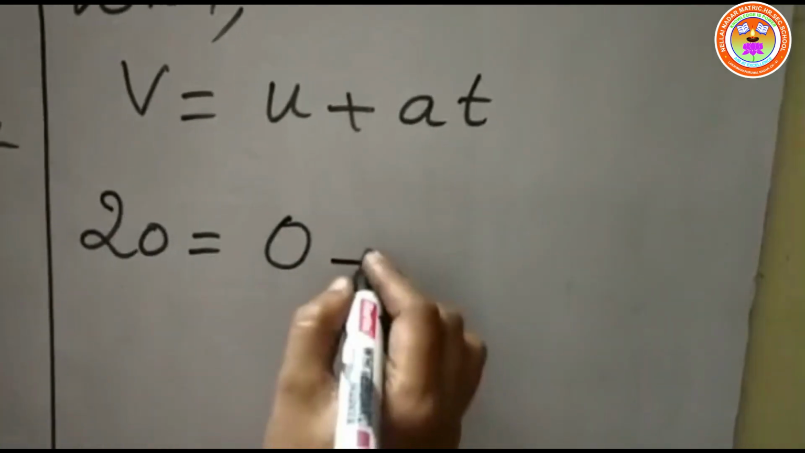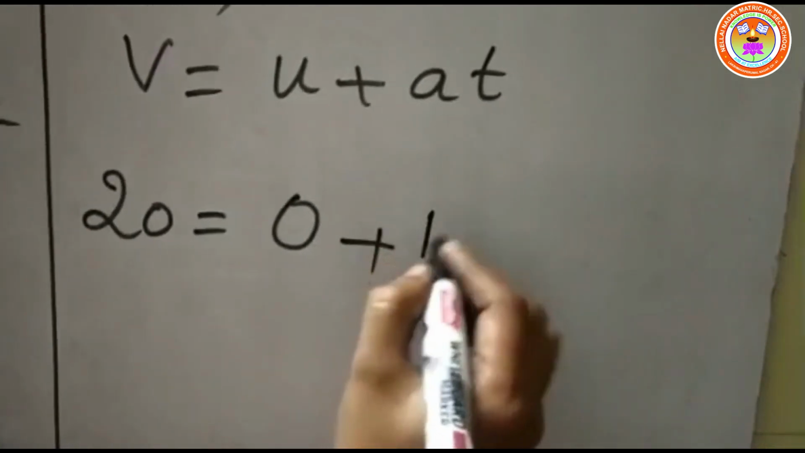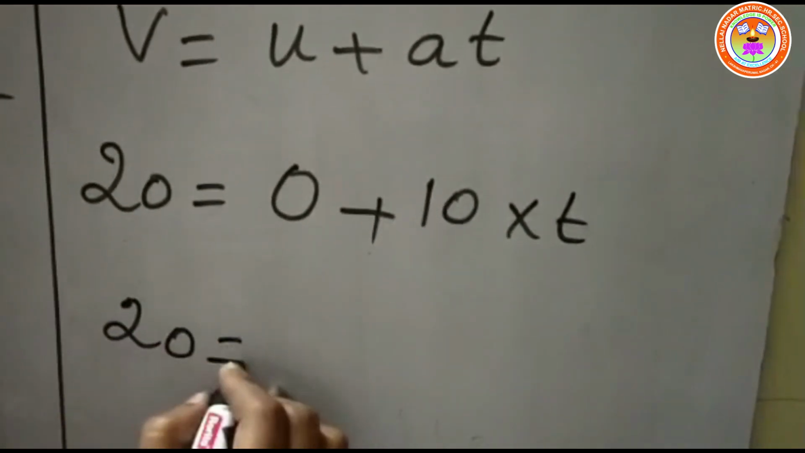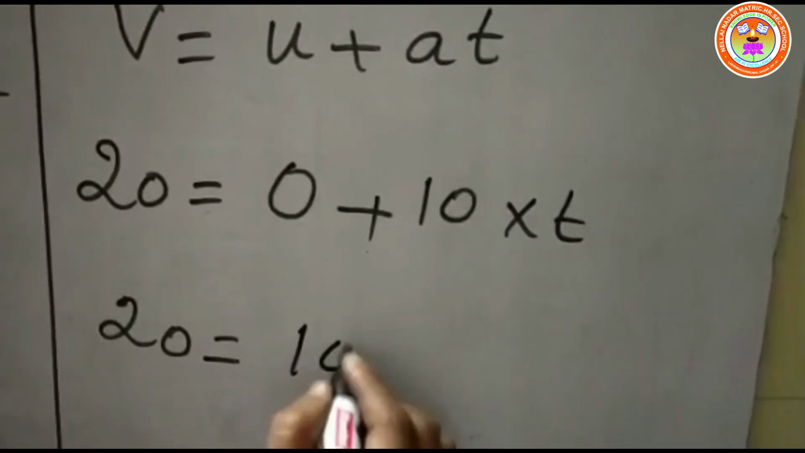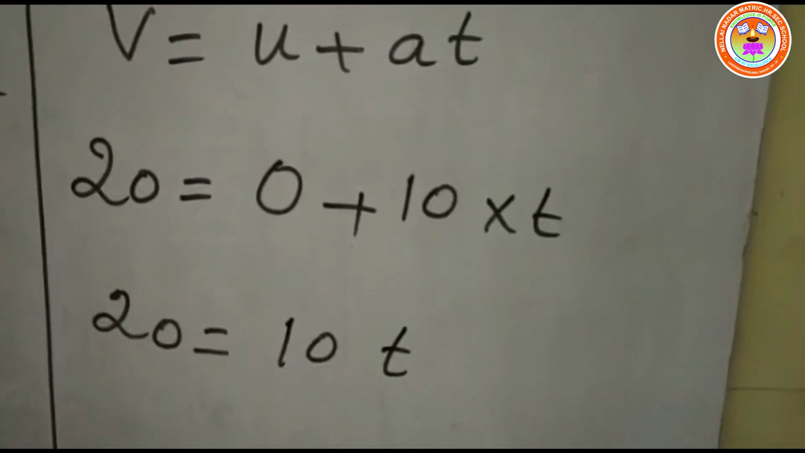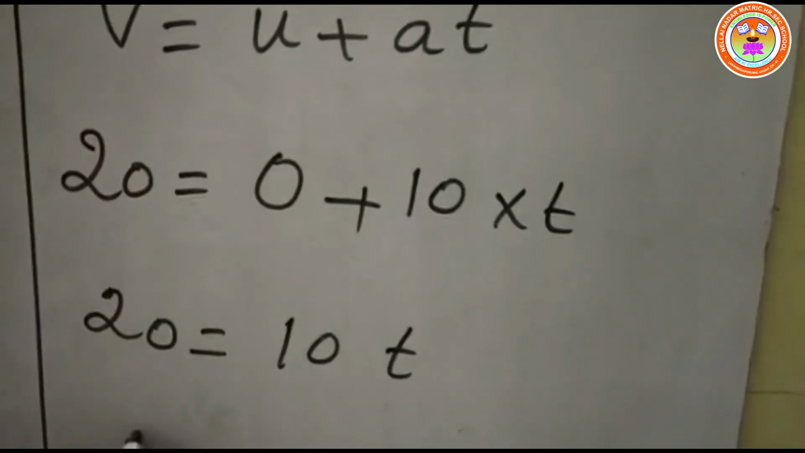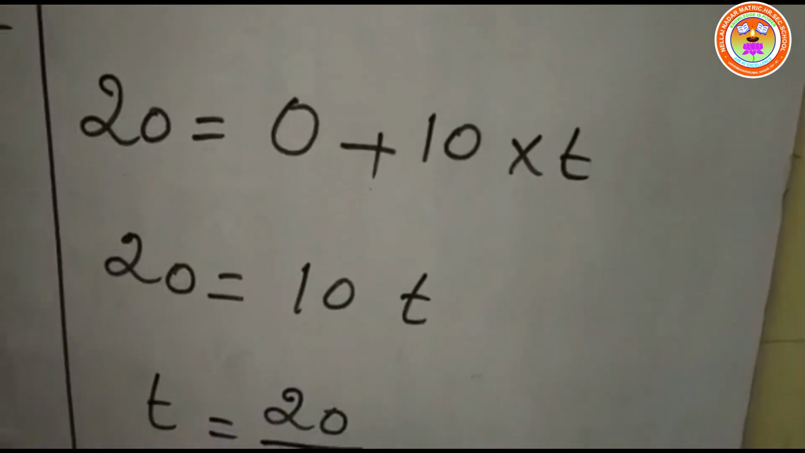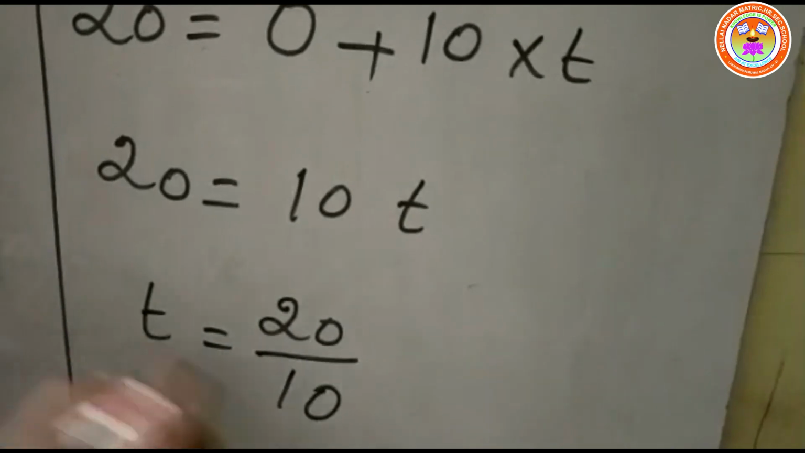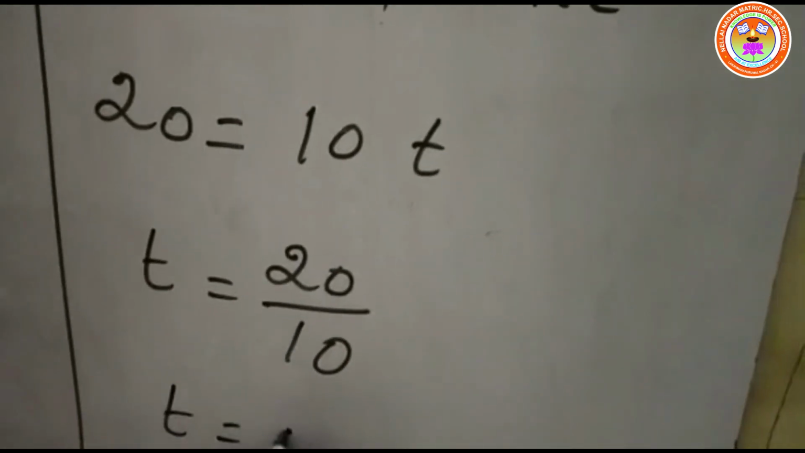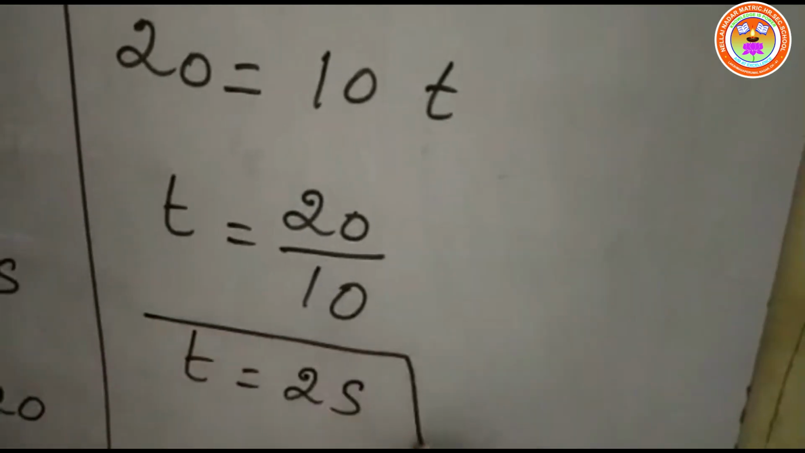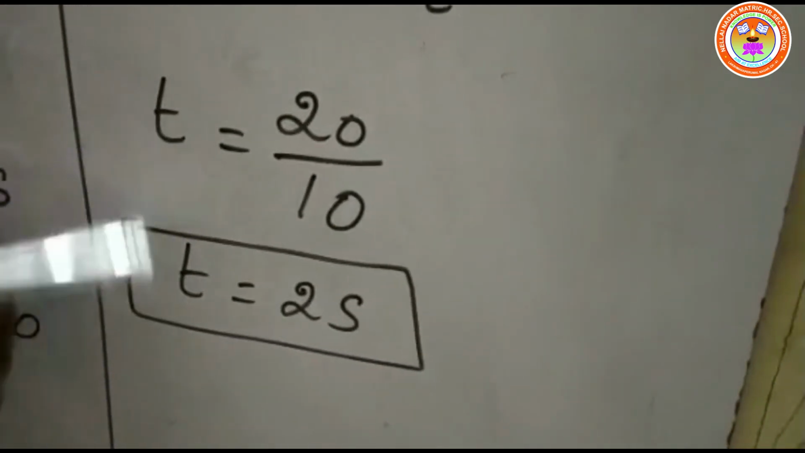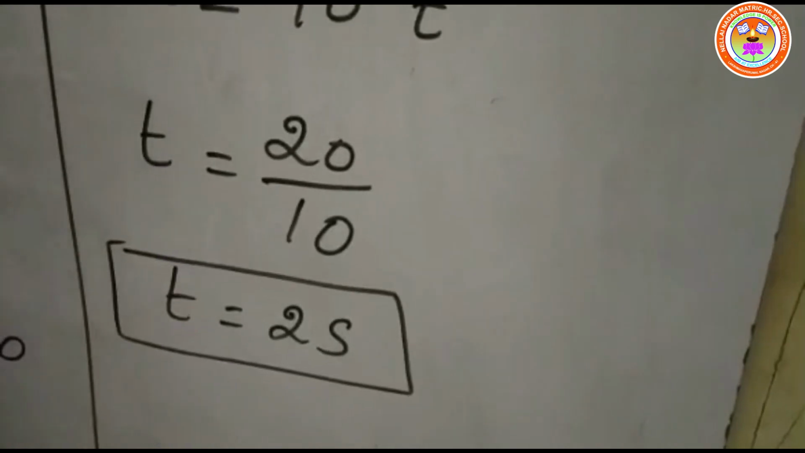Plus A. What's the value of A? A value is given, 10, into T. So what will come? 20 is equal to 10 into T, that is 10T, isn't it? We have to find out the T value. So the 10 is cross multiplied, it gives 20 by 10. So 1 ten is 10, 2 tens are 20. So what is the time taken? T is equal to 2 seconds. So after 2 seconds, the ball will strike the ground.